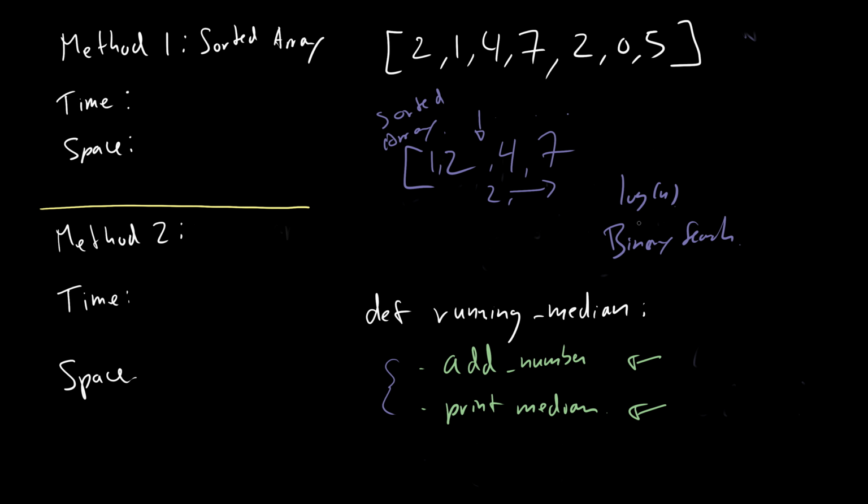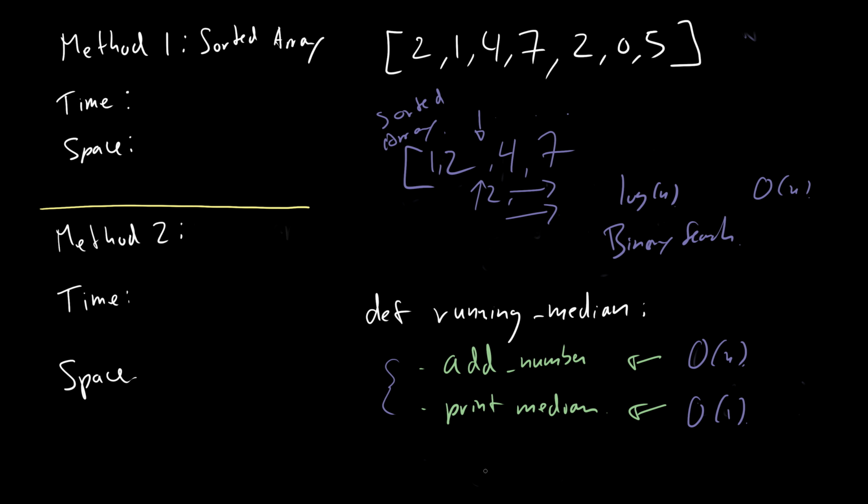But when you add the number, it still has to be O of n. The reason is that once you add it, you have to shift all of these elements that way, so by shifting, it's O of n anyways. And then print median would be O of 1, because you could just calculate the length, divide by 2, and that would be it.